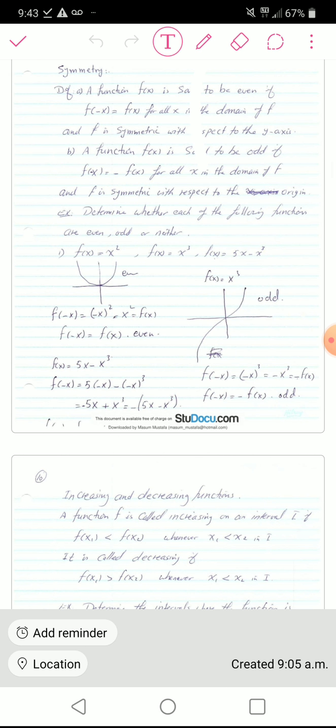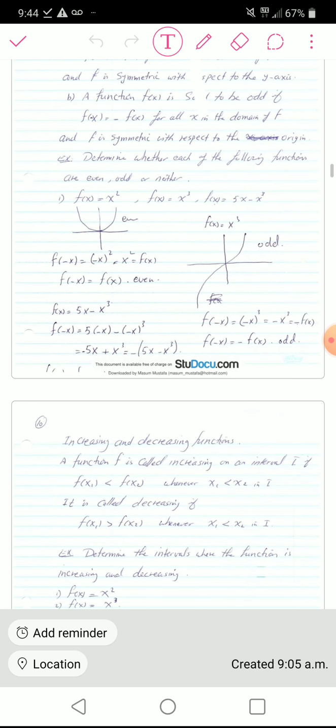So the rule for an odd function: f of negative x is going to be negative f of x. The original f of x was 5x minus x to the power 3. So negative f of x is going to be, we have to multiply the whole function by -1, so it's negative 5x plus x to the power 3, and comparing with f of negative x, we get the same value, which tells us it's an odd function.